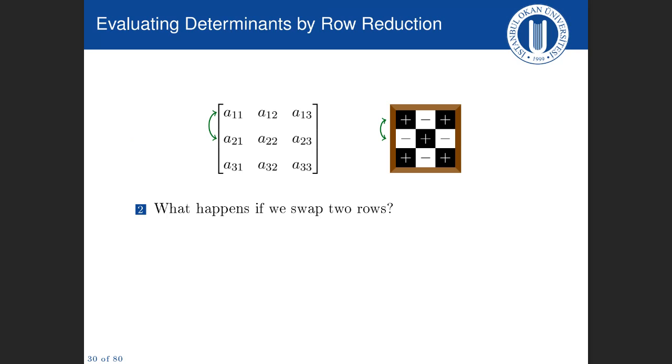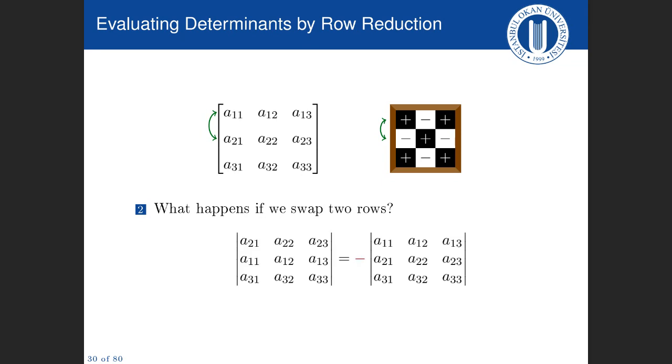And what happens if we swap two rows of a matrix? Well, if we swap two rows, the numbers in a matrix stay the same. But look at the checkerboard on the right. What happens if we swap the first row and the second row of the checkerboard? Pluses swap with minus signs. So when we do our calculation, we're going to get minus.